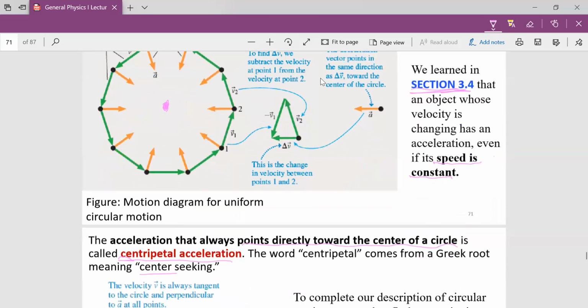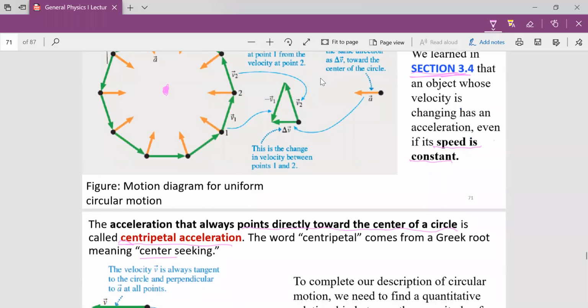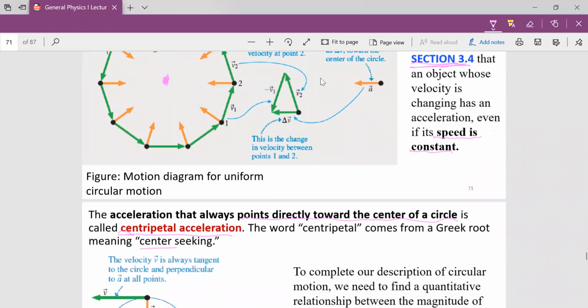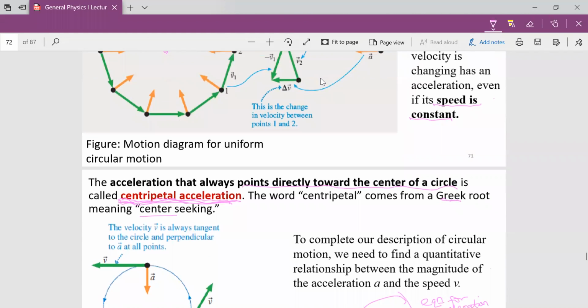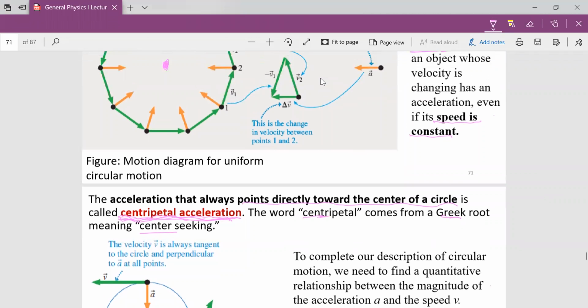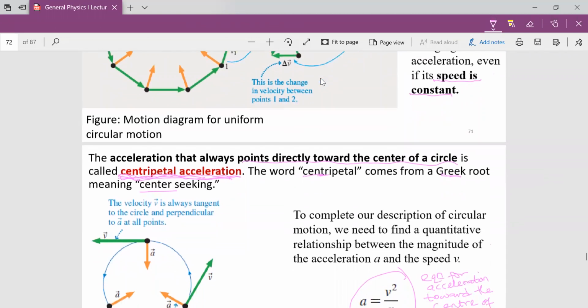And when we have the acceleration that's always pointed directly towards the center of a circle, we call that kind of acceleration centripetal acceleration. Centripetal acceleration is the acceleration pointing towards the center of a circle. The word centripetal came from the Greek root word center. Okay, so anytime you think of centripetal force or centripetal acceleration, we're talking about acceleration or force directed towards the center of a circle.